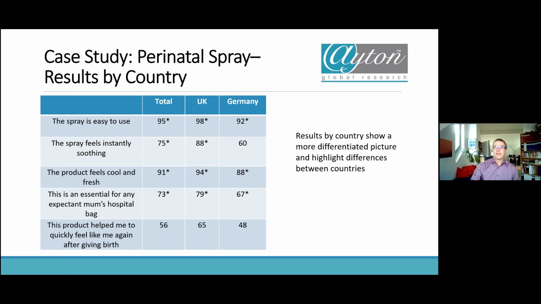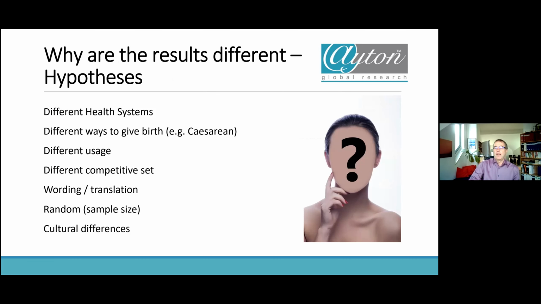This may be a reflection of this, but I think this is the moment where it becomes interesting for market researchers. If we have the time and want to go deeper into the data, you can check different hypotheses for why this could be the case. One reason might be that there are different health systems, so people react differently or are treated differently in hospitals or wherever they give birth. There might also be different ways to give birth.